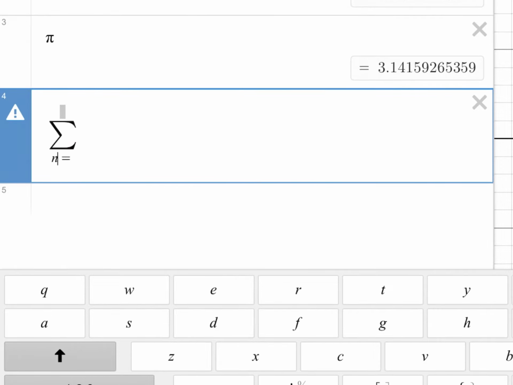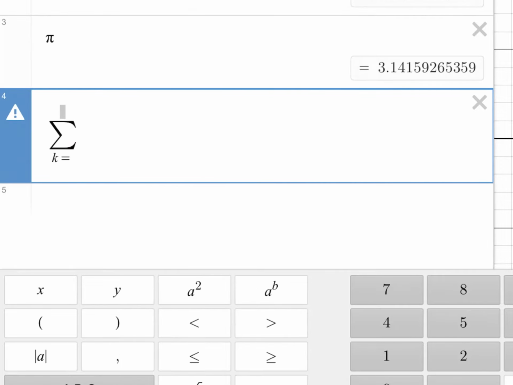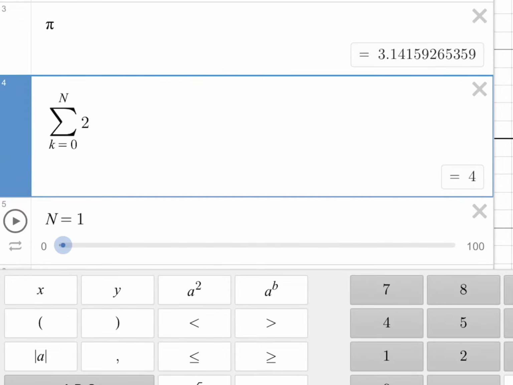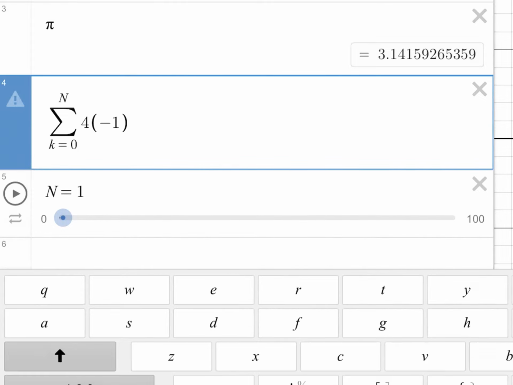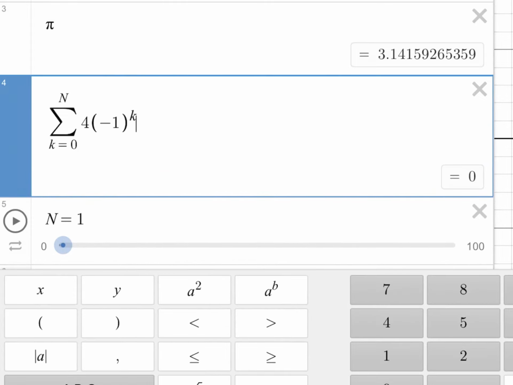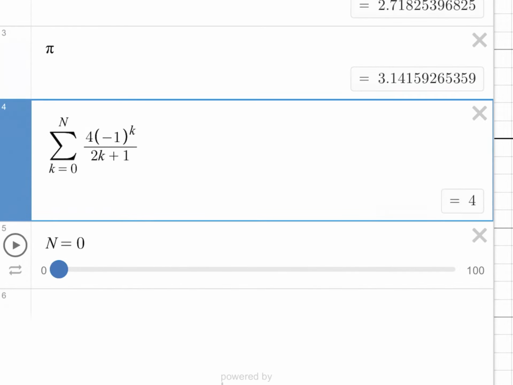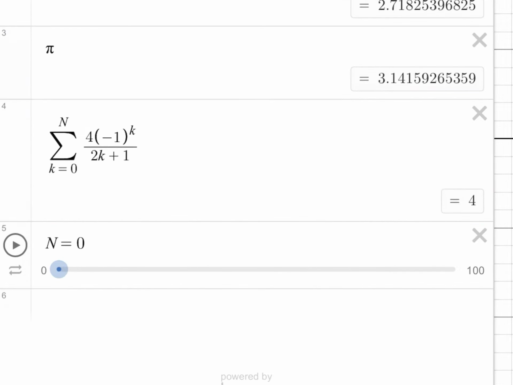Type in sum from k is equal to 0 is where we start. And then let's go to a capital N up here. Let's type in the correct summand. Now we had to actually do a 4 times negative 1 raised to the k, and then all of this was over 2k plus 1. So now I can just use this slider. So there's the first term only, which is 4.